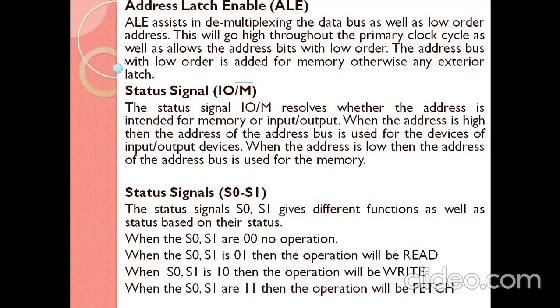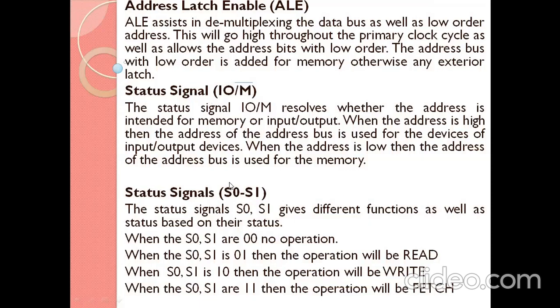Next one is the status signal. There are 2 signals: IO/M bar. IO means input output, M means memory. Suppose I want to transfer data to memory, then if that particular pin is 0, memory will be selected. That is why it is called M bar. M bar means when you give a low signal, memory is activated. If you give a high signal, input or output devices will be activated.